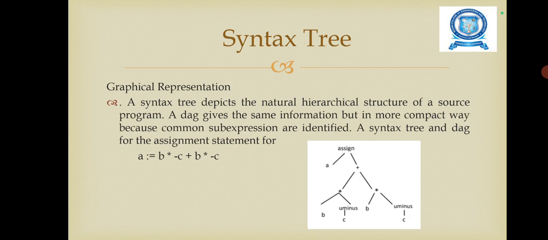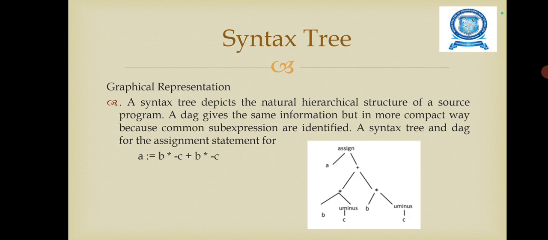The next one is syntax tree. A syntax tree depicts the natural hierarchical structure of a source program. A DAG gives the same information but in a more compact way because common subexpressions are identified. Here is a syntax tree and DAG for the assignment statement a = b * -c + b * -c. Here the assignment statement comes under the interior node, the terminal symbols come under the leaf nodes, and the operator symbols also come under the interior nodes.